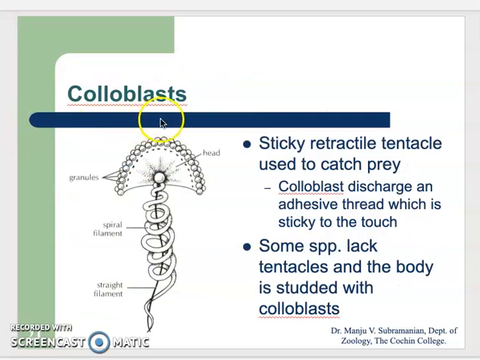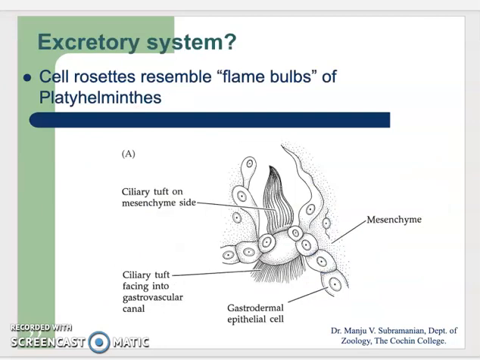So once again, the colloblasts are the sticky retractile tentacles used to catch the prey, and these colloblasts discharge an adhesive thread which is sticky to touch. When these granules break out and the contents come in contact with the air, they become sticky to touch. And there are also some species of Pleurobrachia in which the colloblasts are absent.